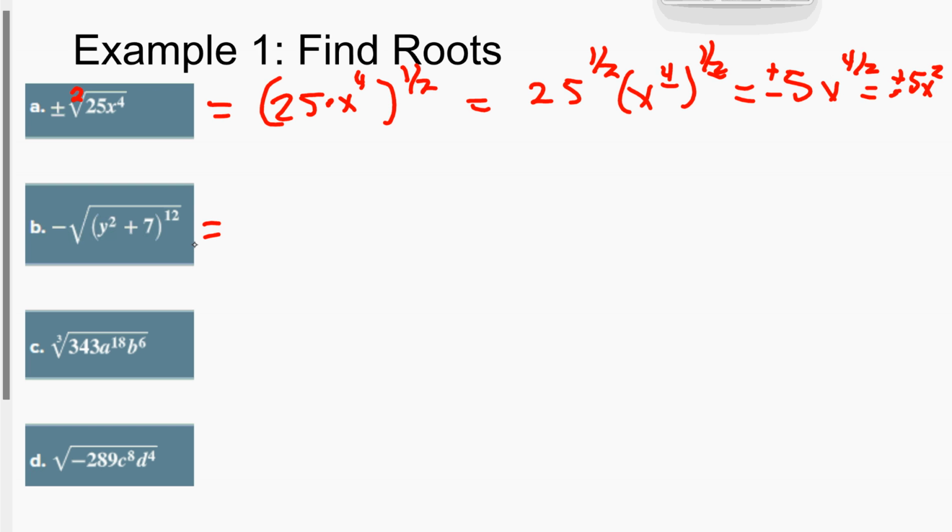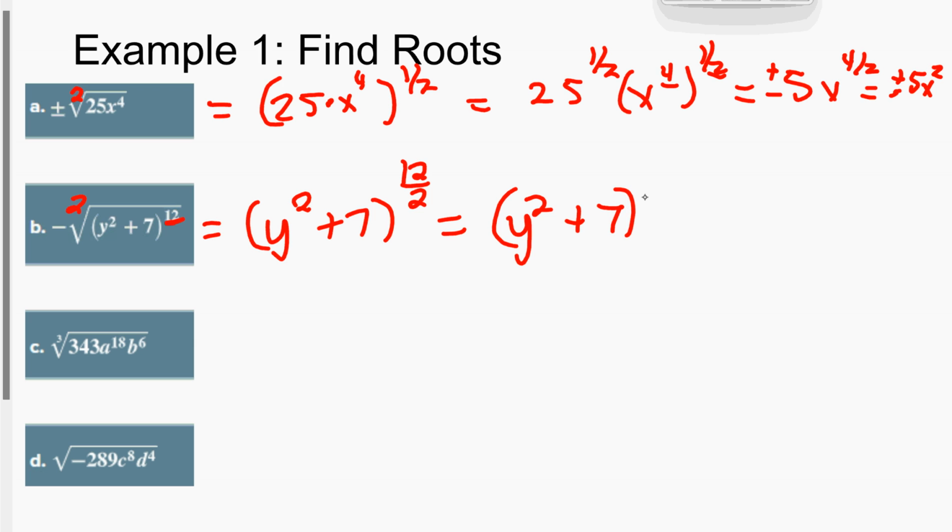Okay, this again is a square root, right? And the negative's on the outside, so there's just going to be a negative answer. Okay, but it is a square root, so I can rewrite this as a half power. So my radicand is the y squared plus 7, and that is being raised to the 12th, so that is my numerator, and 2 would be my denominator. So I can write it as a rational exponent, 12 over my index 2. Well, 12 over 2 is just 6, so this is y squared plus 7 to the 6.